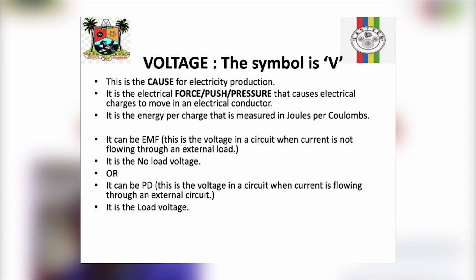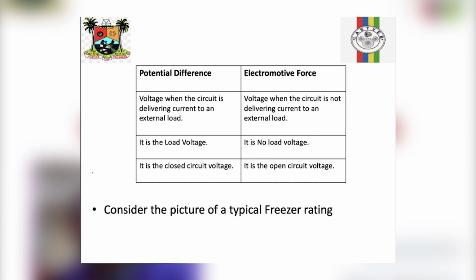It can be EMF, that is the voltage for no load, or PD, which is the voltage for a loaded circuit. You can see the difference between them in that table. The voltage when the circuit is delivering current is the PD, while when it is not delivering is EMF. It is load voltage for PD and no-load voltage for EMF. It is a closed circuit voltage for PD and an open circuit voltage for EMF.